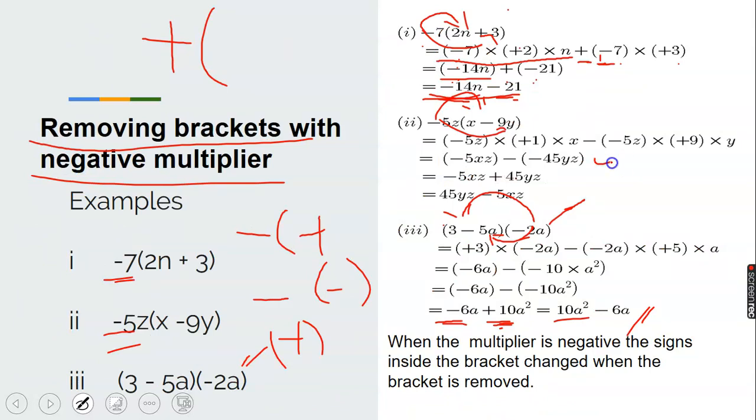Look at this place. You will see minus 5xz minus open bracket minus 45yz. Now, when you use minus to open this bracket, the sign inside the bracket will change. You can see this one has turned from minus to plus.